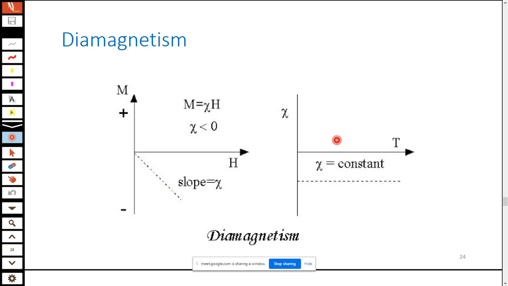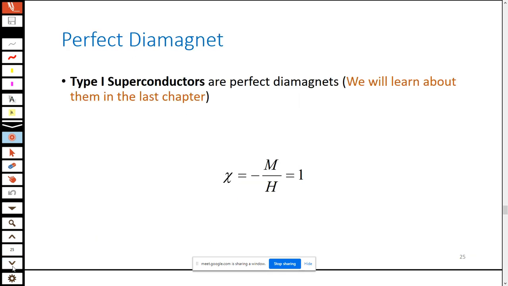But this susceptibility dependence on temperature is different for a paramagnet. Okay, so this is another very interesting material.